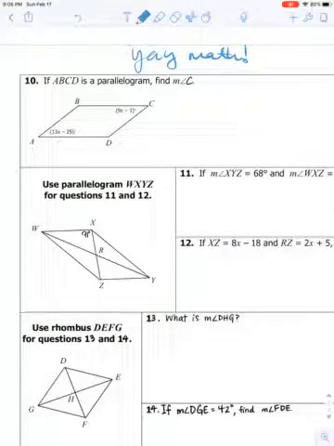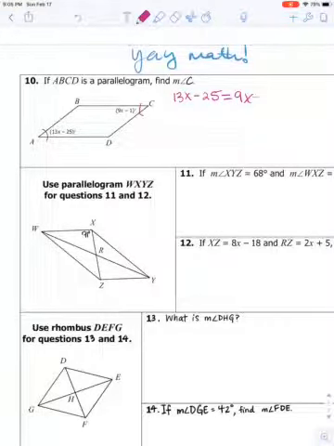Okay, if ABCD is a parallelogram, find the measure of angle C. So, first thing we want to do is solve for x, right? Since this is a parallelogram, one of the important properties is that the opposite sides are congruent. So we're going to be doing 13x minus 25 equals 9x minus 1. Okay, so this is a situation where you can, in fact, set them equal.